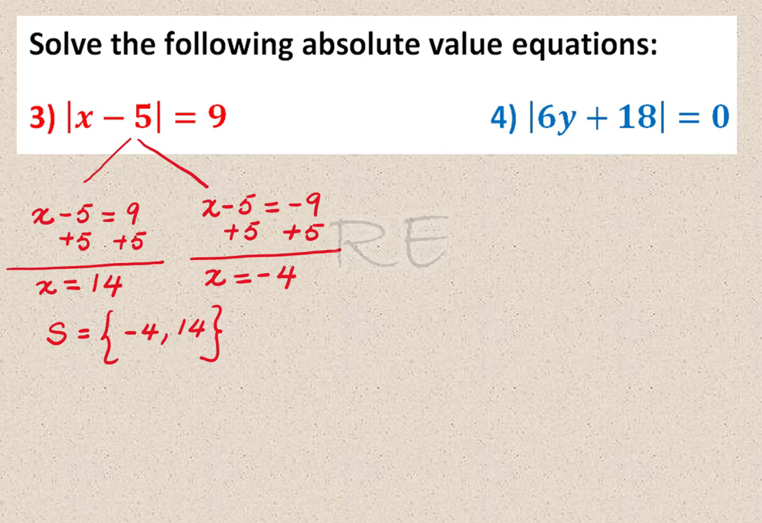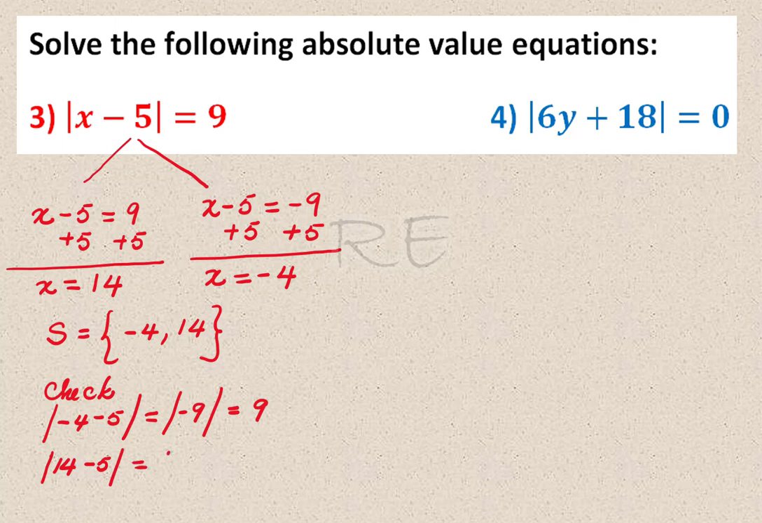To check, you need to substitute both numbers back into the equation. The first one is negative 4. The absolute value of negative 4 minus 5 is equal to the absolute value of negative 9, which is 9. Now we substitute 14. The absolute value of 14 minus 5 is equal to the absolute value of positive 9, which is 9.